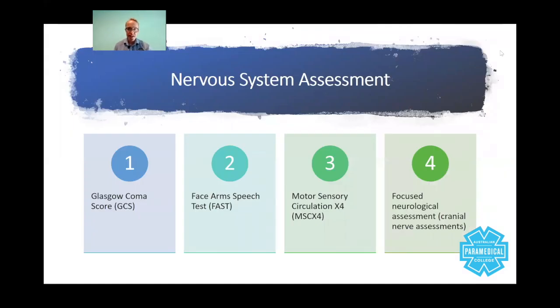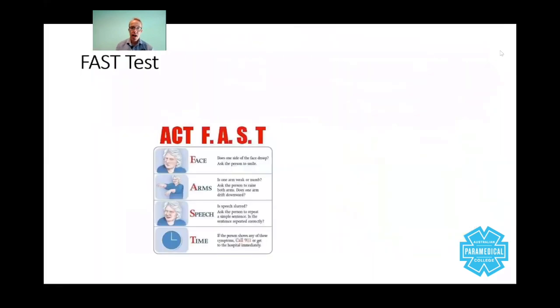Now, the last one is a little bit more in-depth and thorough. And of course, you're going to need to do quite a bit of reading around this because you can't do this in everybody. So for example, if somebody's having a stroke, a CVA, you wouldn't necessarily ask them to stand up. And that's what some of the assessments for the cranial nerves ask you to do.